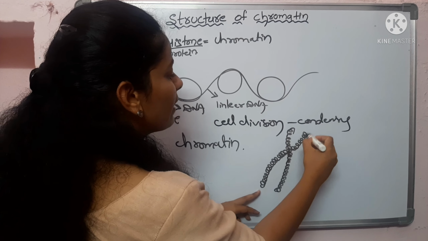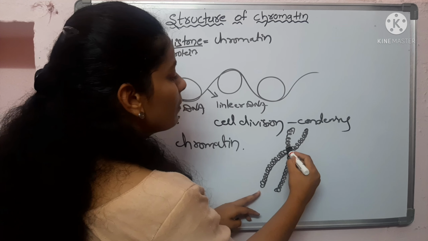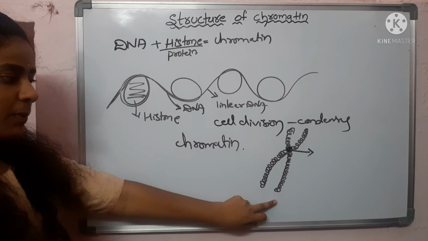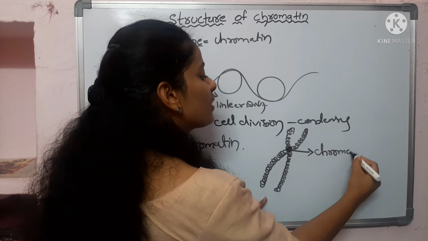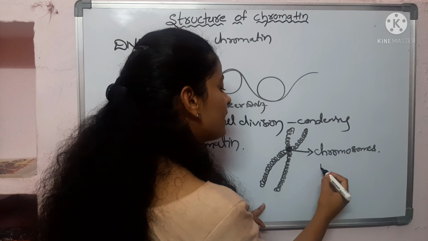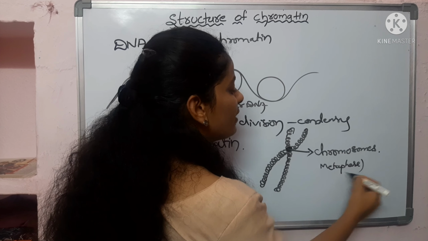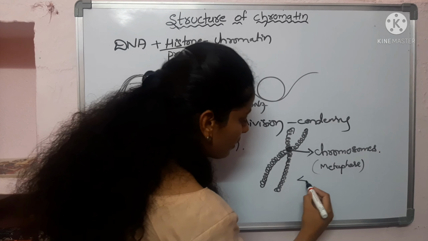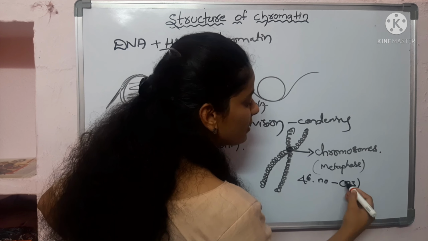So condensation of chromatin will occur. Through condensation, we form this type of structure. So this type of structure is called a chromosome. This is mainly seen in metaphase of cell division. So in the human body, there are 46 chromosomes which occur in 23 pairs.